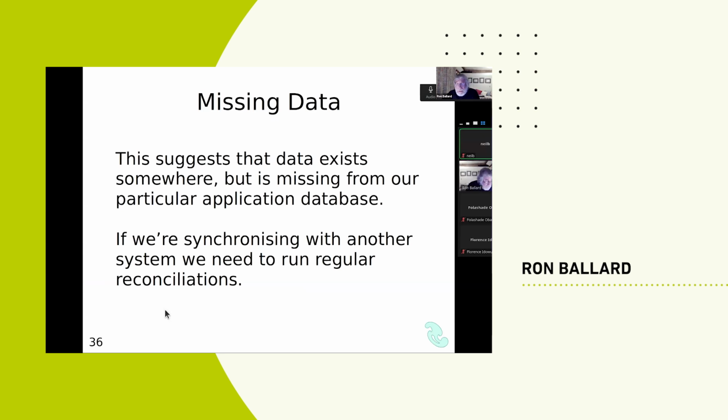Missing data. So this suggests that data exists somewhere, but is missing from our particular application database. That's often happening. And if we're synchronizing with another system, so if we've got a data warehouse, for example, that's synchronizing with a production system, we may fail to copy some of the records for some reason. So we need to run regular reconciliations to make sure that our two databases are in step.